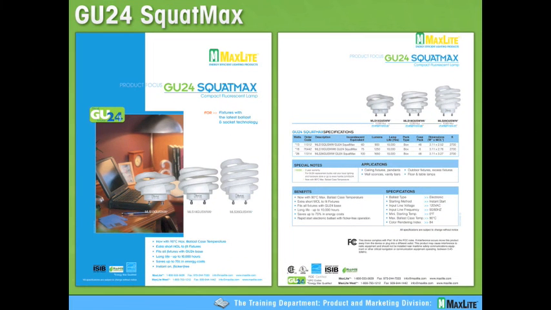Another GU24 category is the Squat Max. Notice the very short size, low profile. The 13 is the shortest 13 watt CFL GU24 in the market. What these products are really designed for are for outdoor fixtures as a downlight because they're so shallow. You don't actually see the light source and it casts a beautiful warm light. Also for ceiling fixtures where there's no shadow.